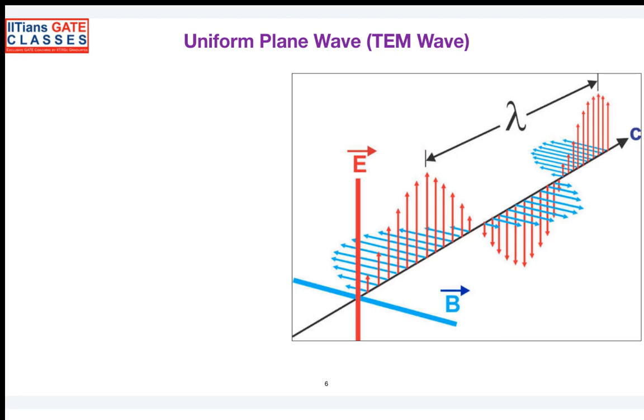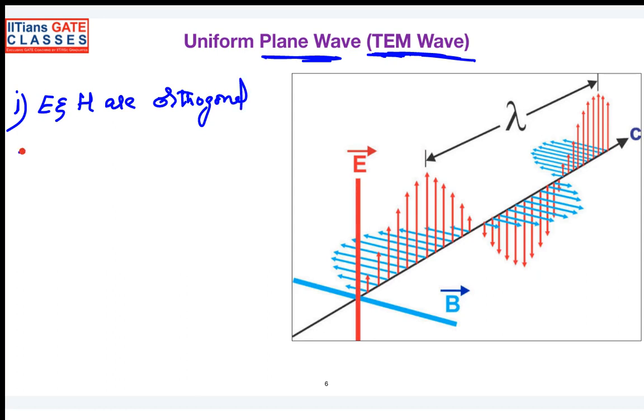So the uniform plane wave has particular characteristics. It is also said to be a transverse electromagnetic wave, which means that if the wave is propagating in a certain direction, for the uniform plane wave, electric field is perpendicular to the propagation and the magnetic field is also perpendicular to the propagation. So I will write down the specific properties of the uniform plane wave. Your electric field and magnetic field are orthogonal to each other.